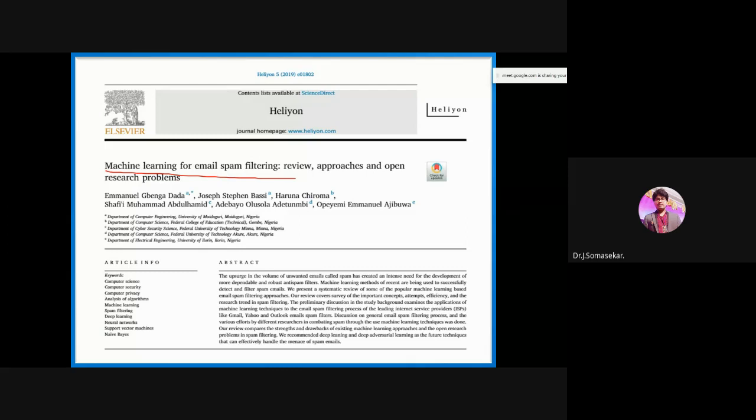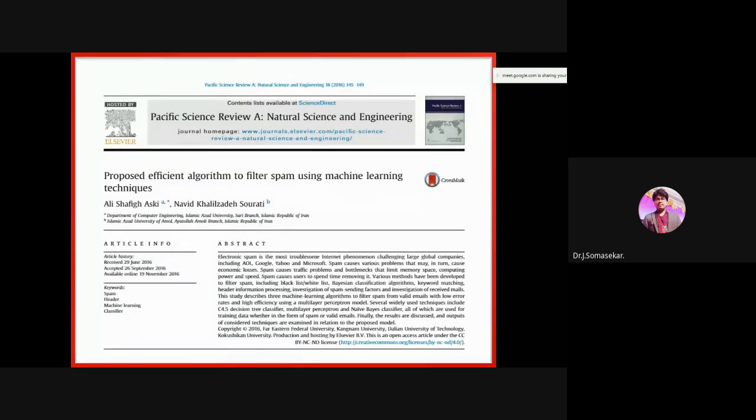If you are looking for spam filtering research work, even here also: "Proposed efficient algorithm for filtering spam using machine learning techniques." This is also a ScienceDirect paper.